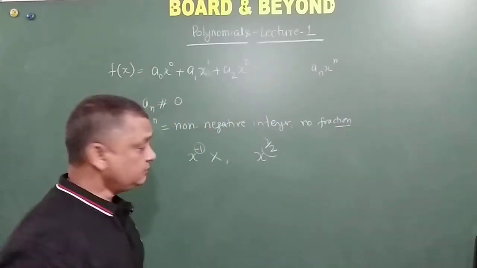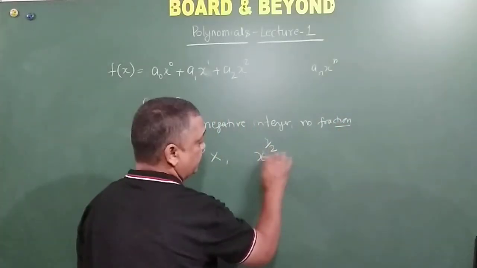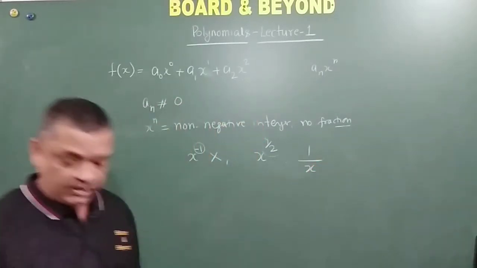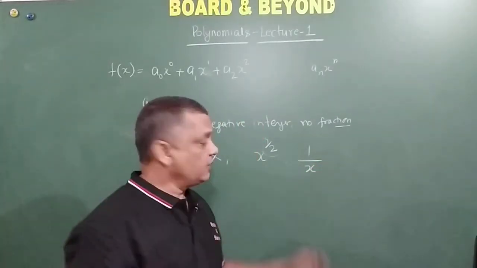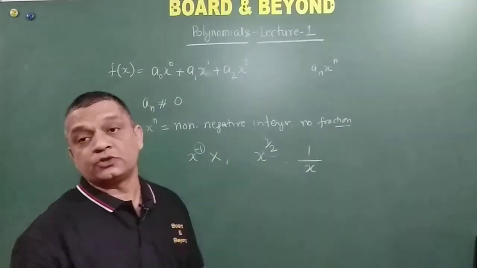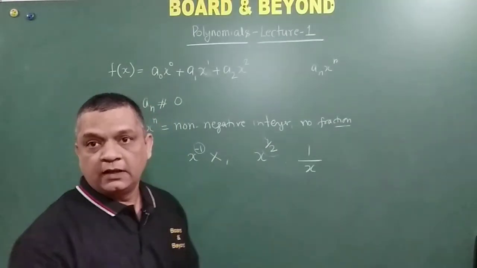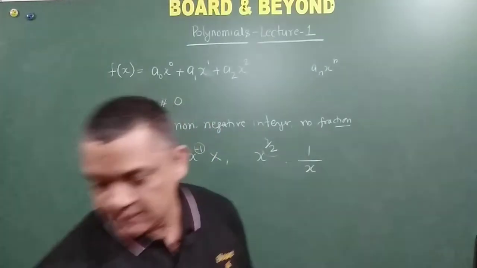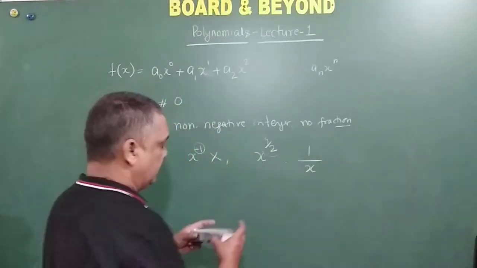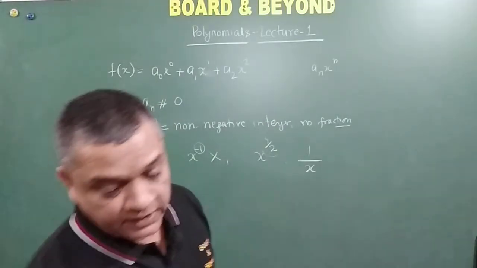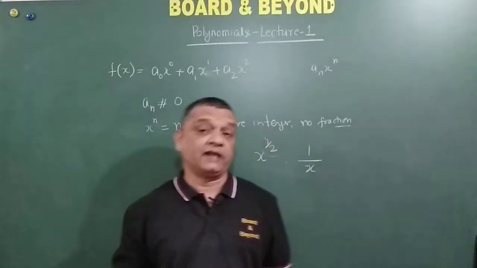Similarly, 1 by x is not a polynomial, because if you take it up, it becomes x raised to power minus 1. So this and this are equal. Are you understanding this? So I have introduced two terms here. One is coefficient, and one is degree of the polynomial. Let me explain that also.